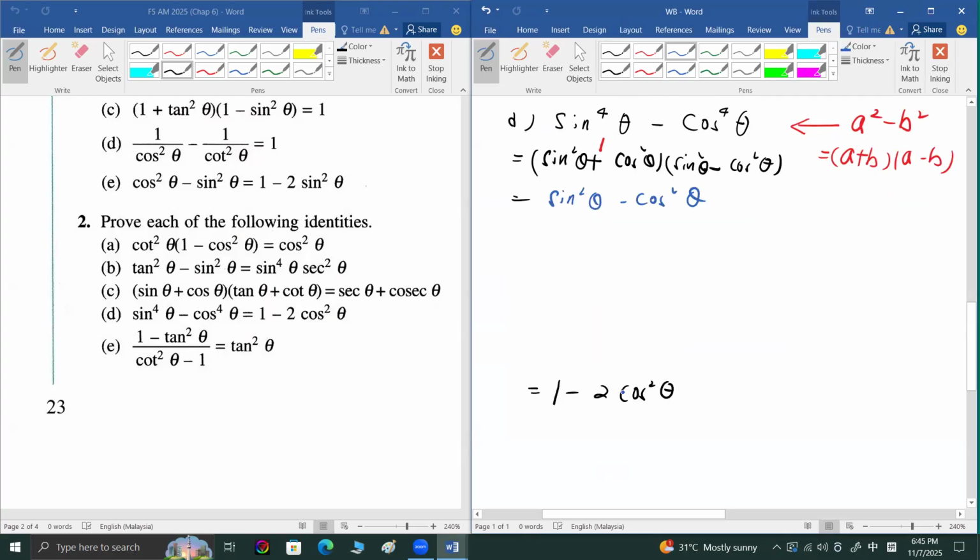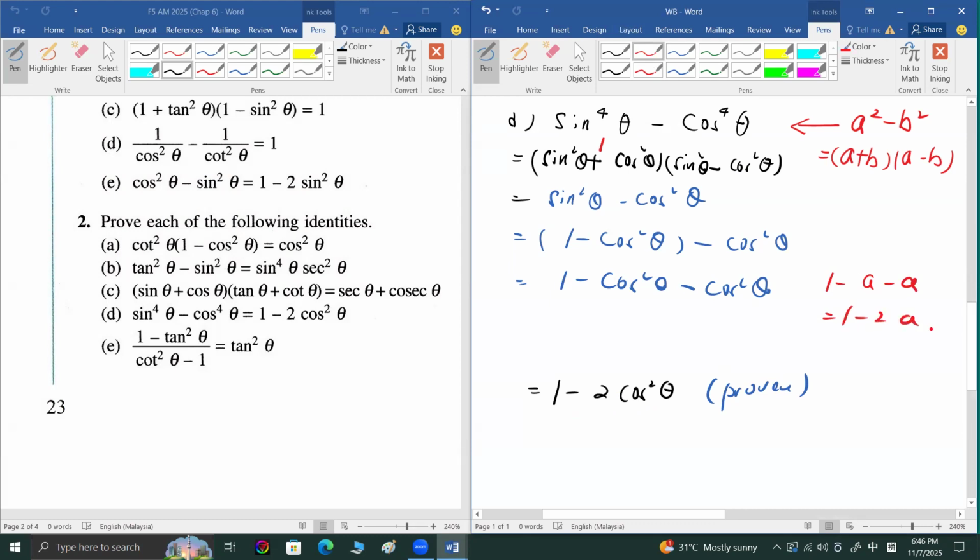Okay, what I want is 1 minus 2 cos squared. I want to keep the cos squared. So we go back here. Sine squared is 1 minus cos squared. Sine squared plus cos squared is 1, right? So shift the cos over there: 1 minus cos squared is sine squared. Okay, class, see? 1 minus cos squared theta minus again cos squared theta, then 1 minus 2 cos squared theta. Done. That is the same as 1 minus A minus A, you get 1 minus 2A. Okay?